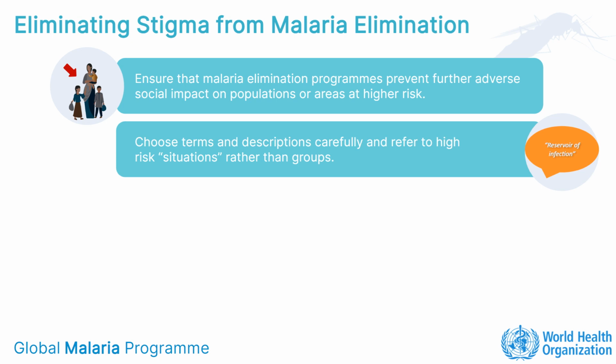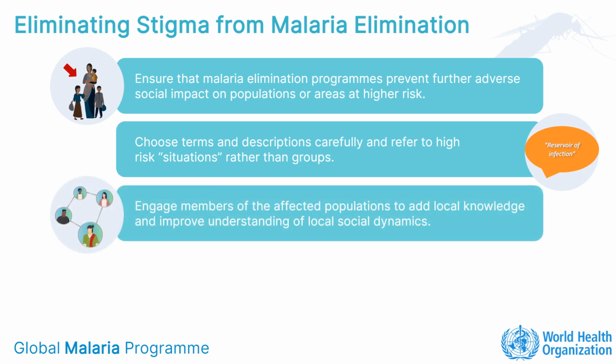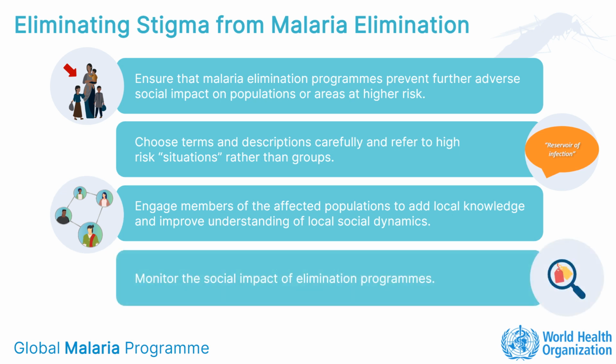Talking about preventing malaria in high risk situations rather than high risk groups of people can shift the focus away from scapegoating certain populations. By engaging communities affected by malaria in elimination settings, including those that may be socially marginalized, malaria elimination programs can improve their understanding of local social dynamics and identify strategies to provide better services to people at risk of malaria. Finally, elimination programs should monitor the social impact of their interventions to determine if stigma is occurring to any malaria affected populations and to determine whether their efforts to eliminate stigma are working.